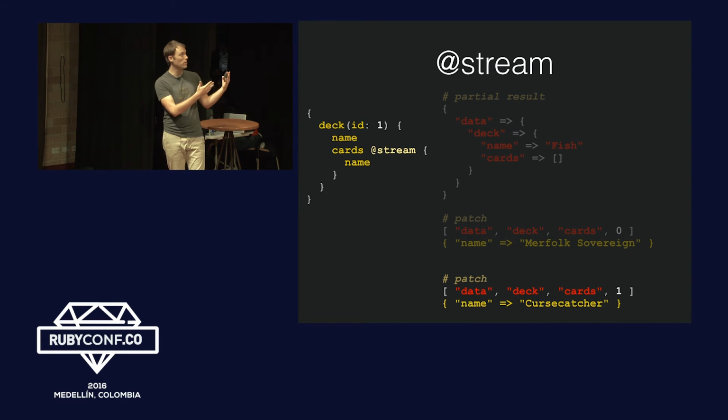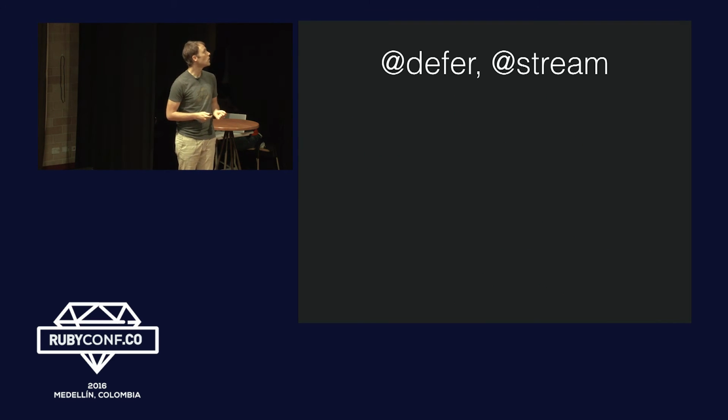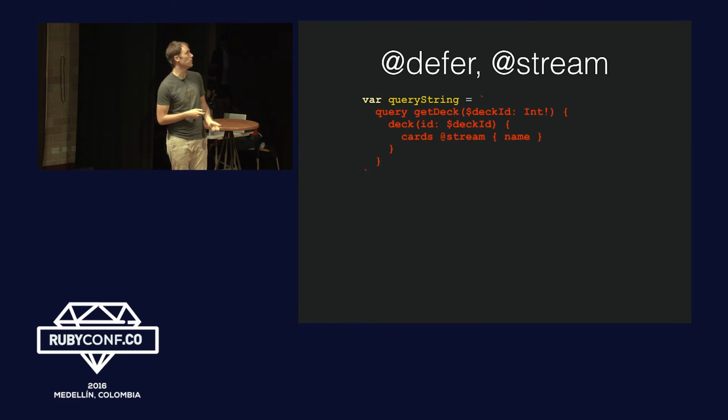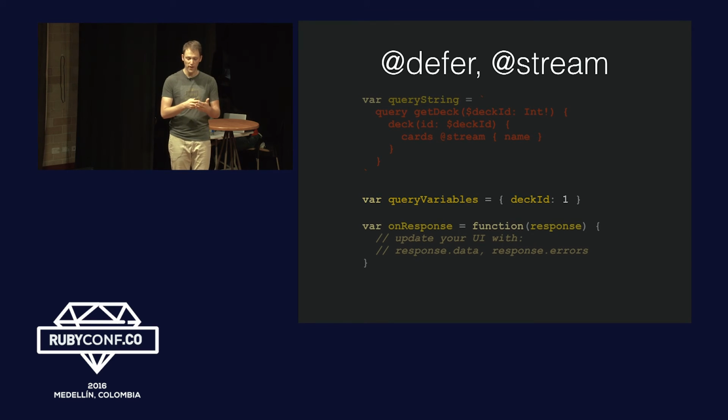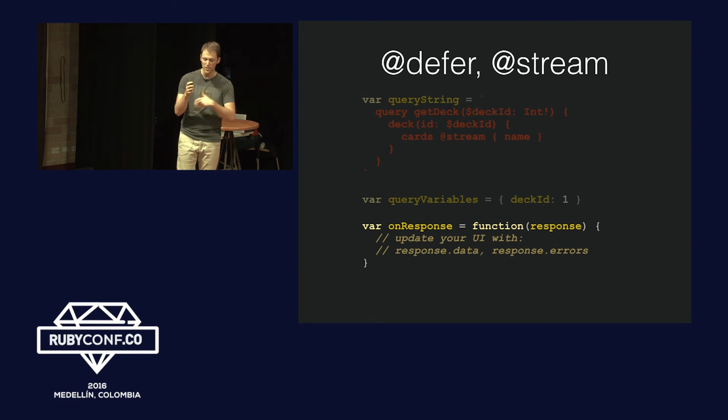If you've ever implemented this pattern by hand, for me, it involves a lot of jQuery and a lot of requests, and this was a way to simplify that kind of pattern. From a client point of view, it looks the same. You write a query string, and you provide some parameters to that query string. You define a function that says, whenever I get a patch, I want to update the user interface like that.